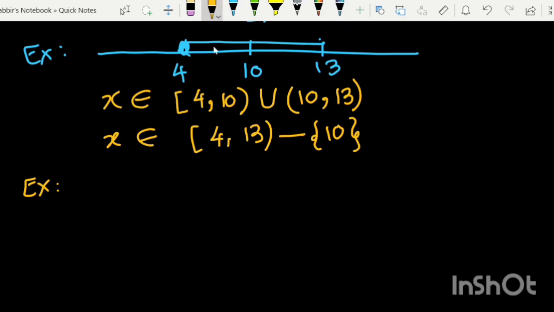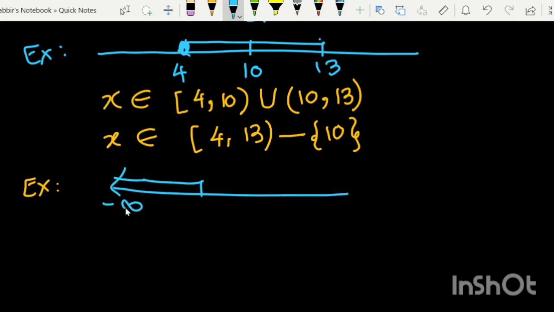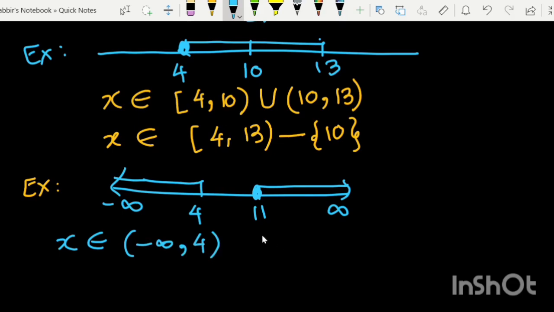Let's take another example illustrating the same. Like we did in a previous example, similar to that, I will write minus infinity to 4, and this is, let's say, 11 to infinity. Write the solution. Okay, so what we did in the previous examples is write it like this: minus infinity to 4, and then 11 to infinity, and connect them with this connector U. This is what we did in the previous example.